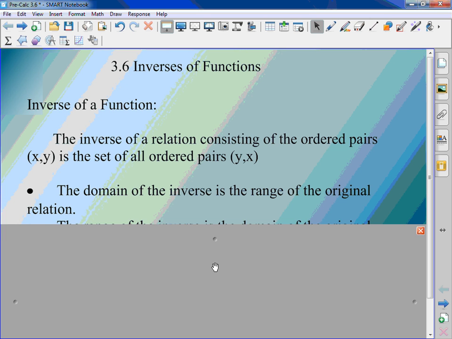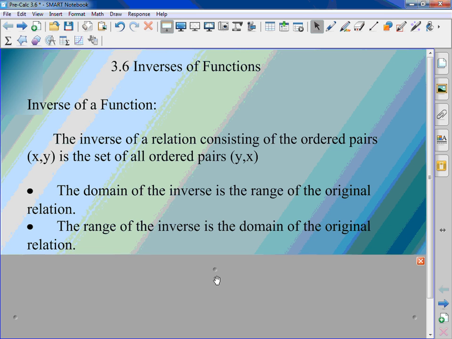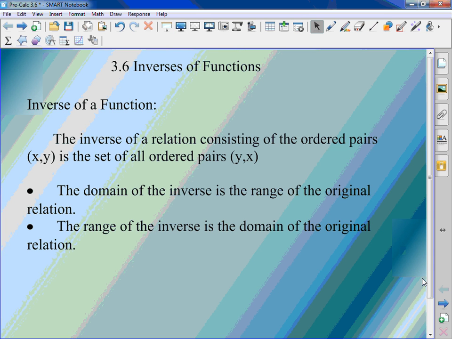The domain of the inverse is the range of the original relation. The range of the inverse is now the domain. So the domains become the ranges become the domains.